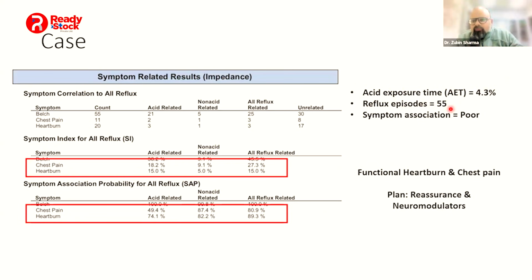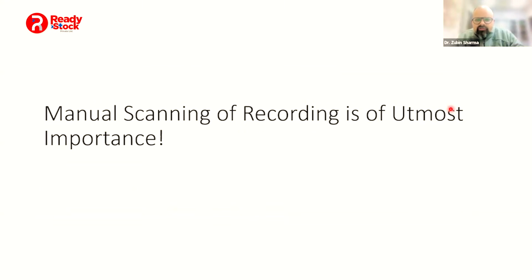He just required neuromodulators. He required a baclofen, probably a tricyclic or something like that, and that's what would have worked well. So be very, very careful on where you are reading these patients. Manual scanning is of utmost importance.